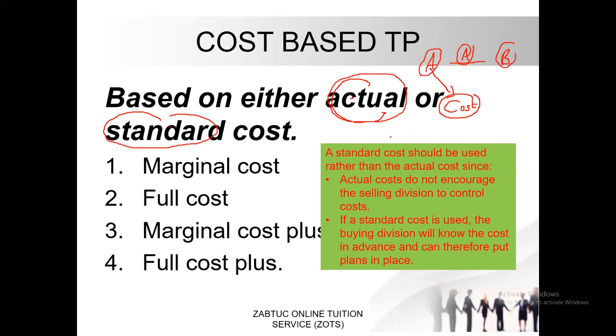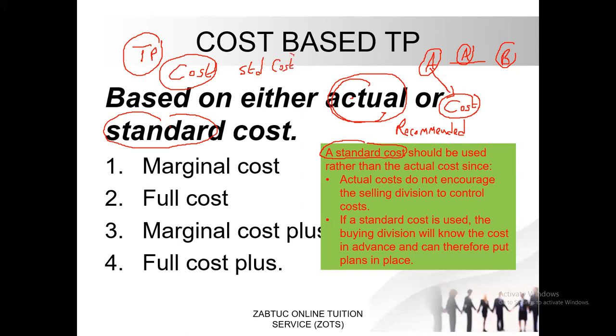Now, in evaluation, what is the recommended approach? The recommended is to use a standard cost. Standard cost should be used rather than the actual cost, since actual cost does not encourage the selling division to control their cost. If a standard cost is used, the buying division will know the cost in advance and can therefore put plans in place. So in a transfer pricing system where we use costs, in order to improve the performance of the company, you must use standard costs. That's what you must use.